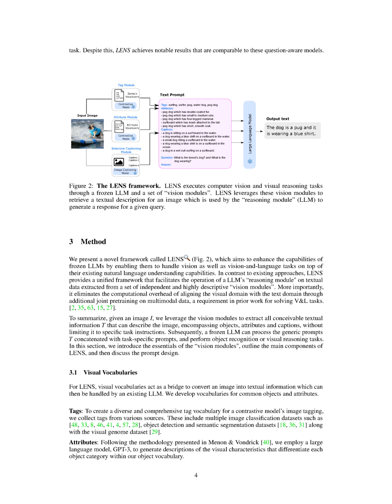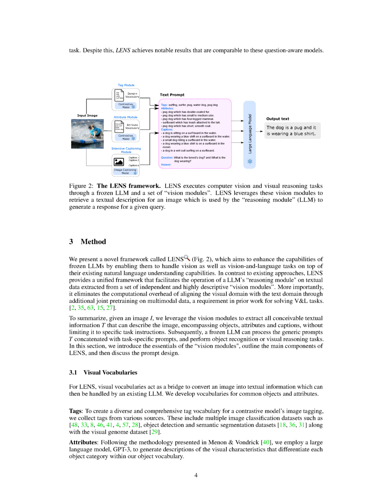Section Summary. The section describes a framework called Lens that enhances the capabilities of language models by enabling them to handle both vision and language tasks. Lens eliminates the need for joint pre-training on multimodal data and aligning the visual and text domains, allowing a frozen language model to process textual information extracted from vision modules and perform object recognition or visual reasoning tasks. The section also discusses the creation of visual vocabularies for objects and attributes to convert images into textual information.